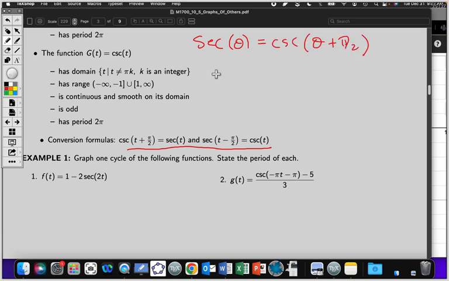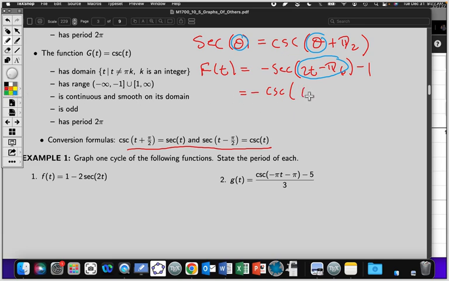So if I start off with my f of t here as minus secant of 2t minus pi over 6 minus 1, I can convert this to cosecants: minus cosecant of, and I can just think of this whole thing as being that theta. So I just have to add pi over 2 to that. So I'd have 2t minus pi over 6 plus pi over 2 minus 1.